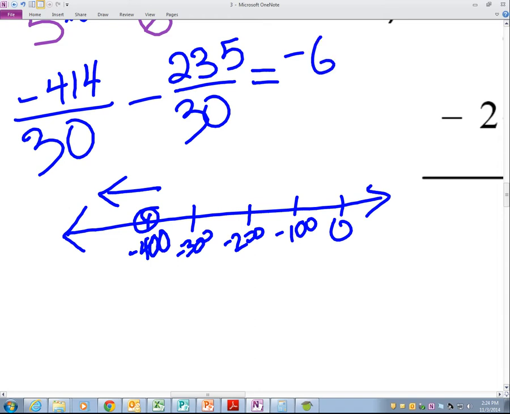So we have negative 649 over 30. Negative 649 over 30.